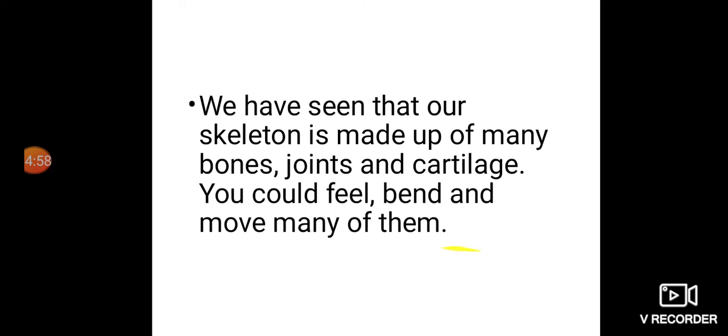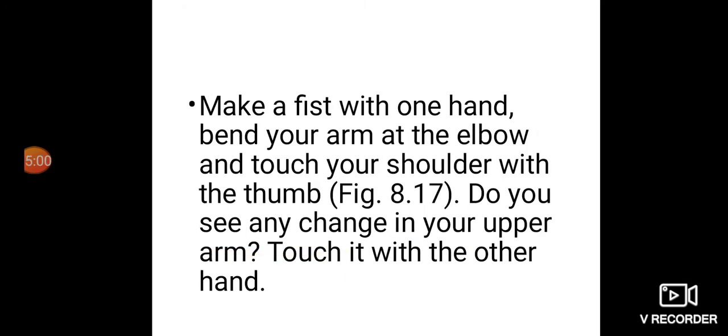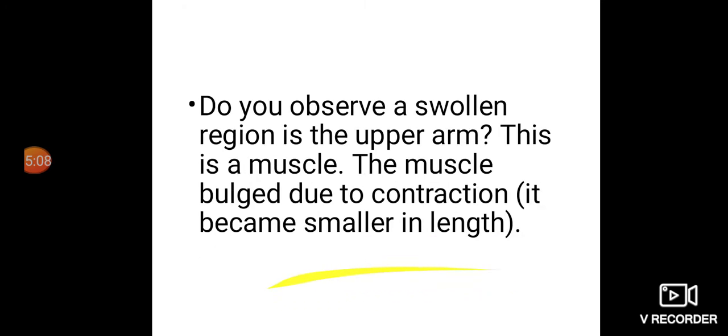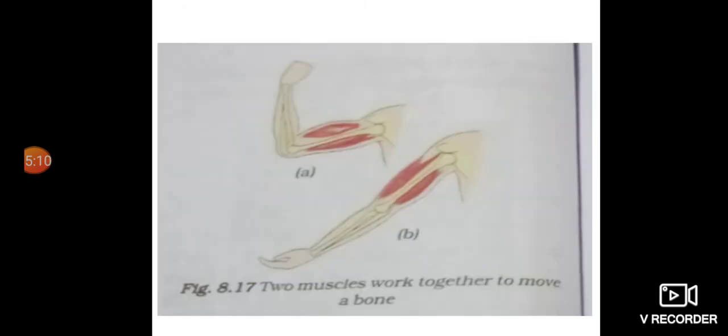And bend your arm at the elbow and touch your shoulder with the thumb. You can see in figure 8.17. Okay, this is the A. This is the fist. Then you just hold and you touch your shoulder with the thumb. What do you notice? Do you see any change in the upper arm?